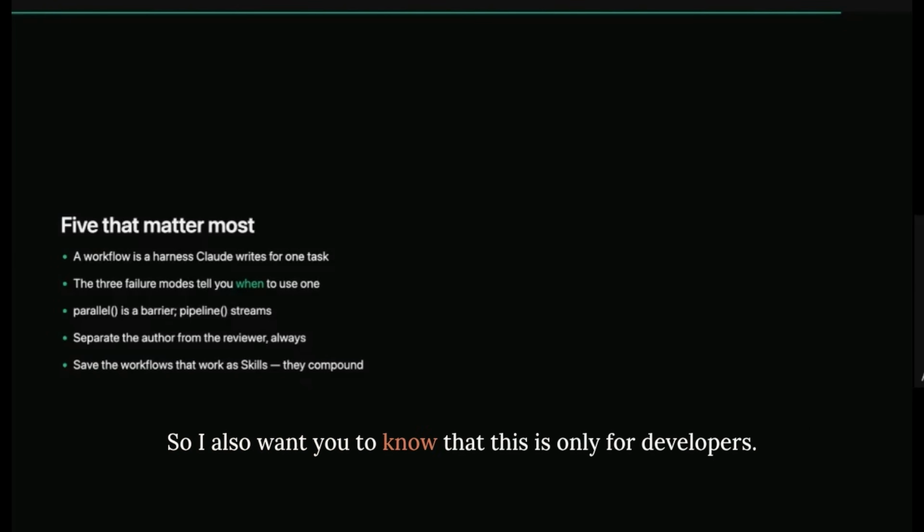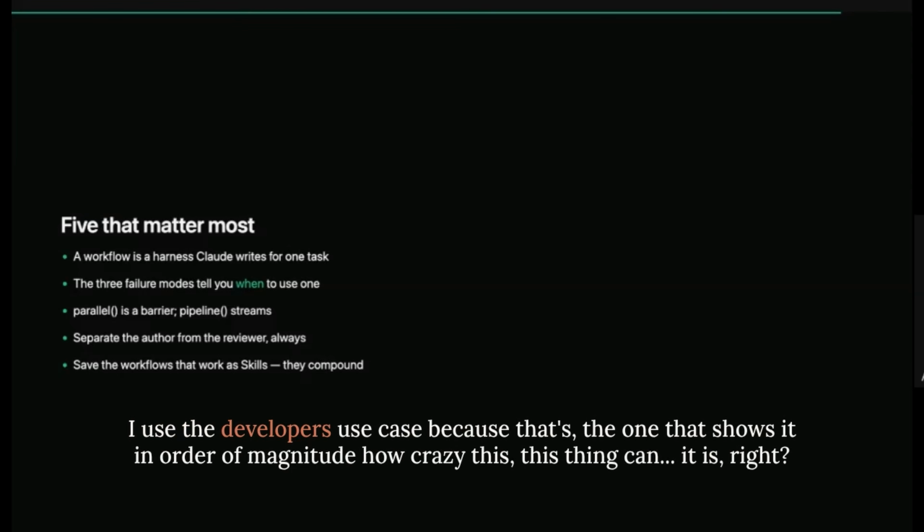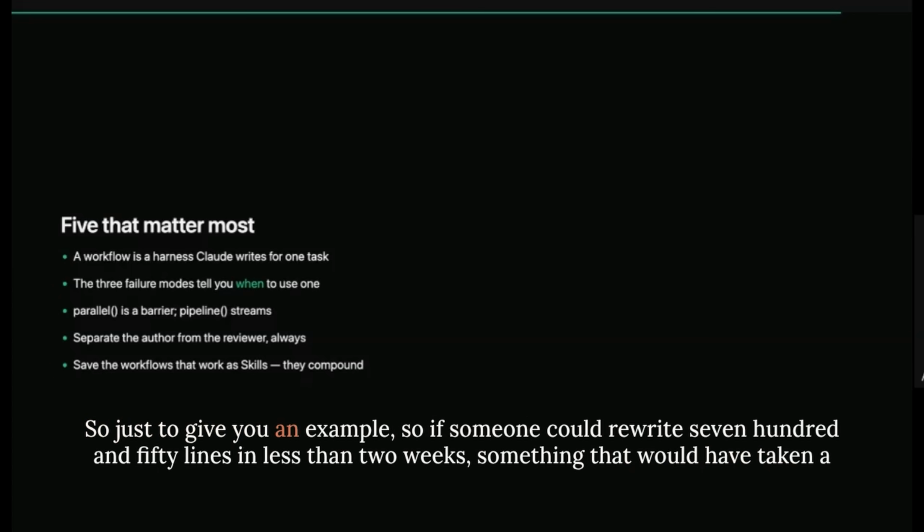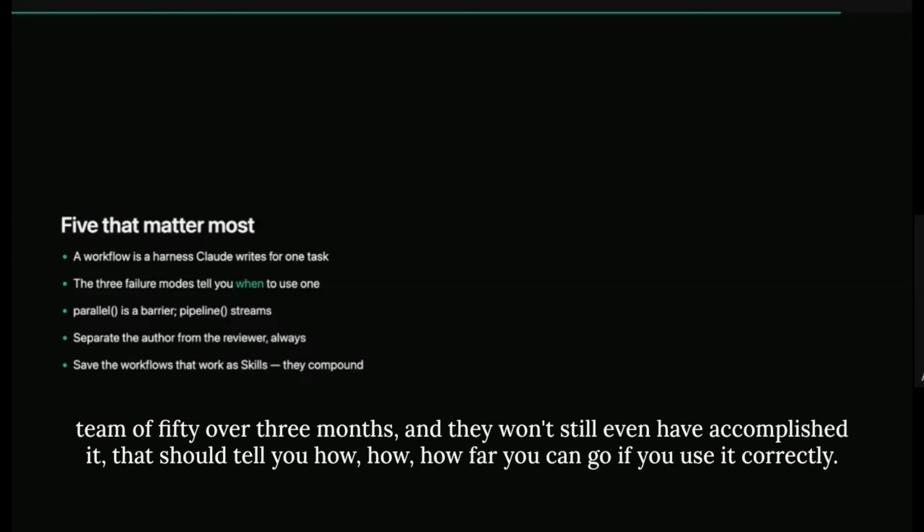So I also want you to know that this is only for developers. I use the developer use case because that's the one that shows, in order of magnitude, how crazy this thing is, right? So just to give you an example, if someone could rewrite 750 lines in less than 2 weeks, something that would have taken a team of 50 over 3 months, and they still wouldn't have accomplished it, that should tell you how far you can go if you use it correctly.